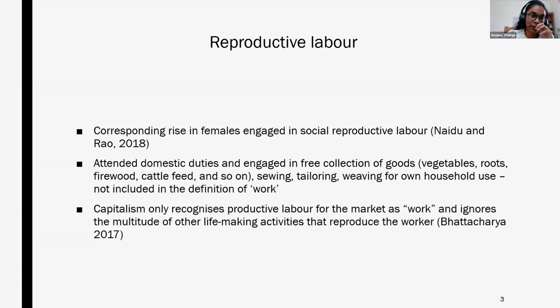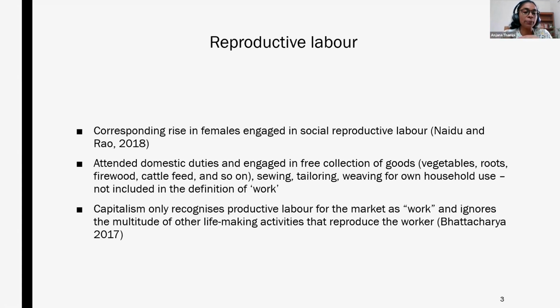One of the few studies that have looked at this is by Naidu and Rao. And when I say there's a corresponding rise, it's in terms of how statistical sample surveys have tried to capture work. In employment surveys there are categories referring to whether they attended to domestic duties such as care work, and whether they were engaged in free collection of goods like vegetables, roots, firewood or water, or sewing, tailoring, and weaving for their own household, which if someone else was doing it, would be considered work. But when they're doing it for their own household, that's not included in the definition of work.